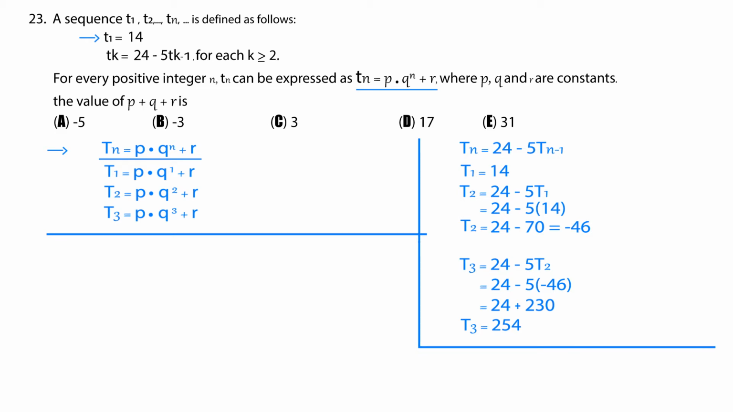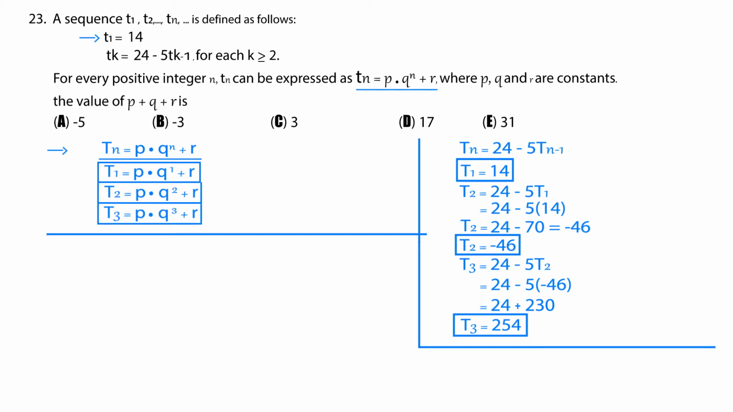Okay? So far, I hope there's no confusion here. I just figured out t1, 2, and 3. The good news is we've got some integer values. T2 is negative 46, and t3 is 254. And we know that t1 on this side is equal to pq plus r, t2 is pq squared plus r, and t3 is pq to the third plus r.